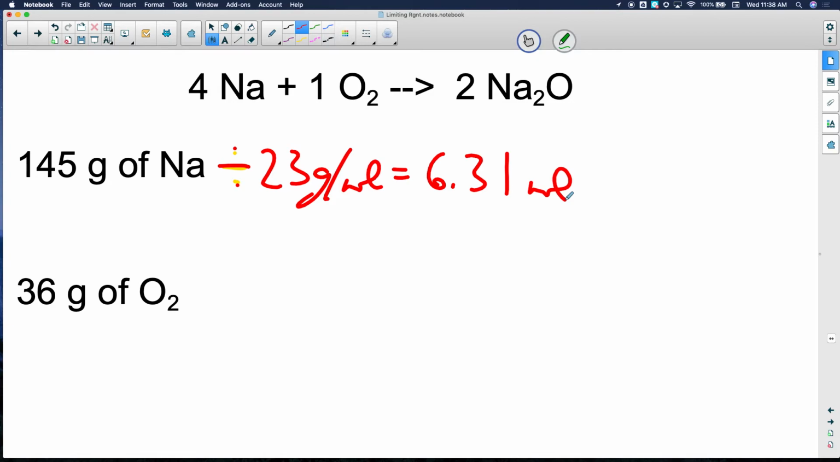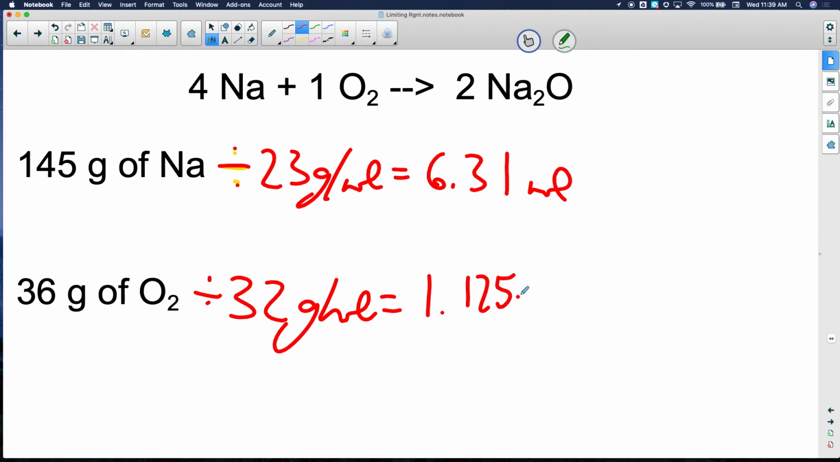And what is the grams per mole? Which is? Carlos, what is 36 divided by 32 grams per mole? One point something, that's right. 1.125 moles of O2. And now, Elsa, what time is it?